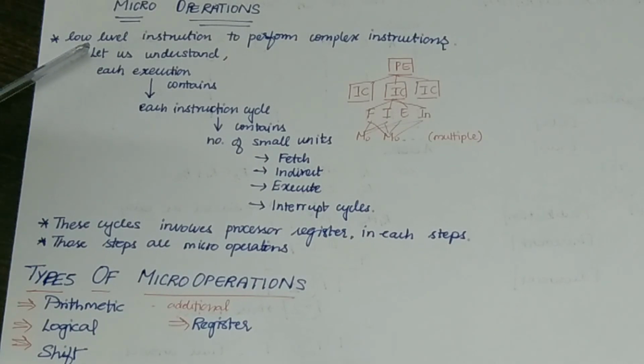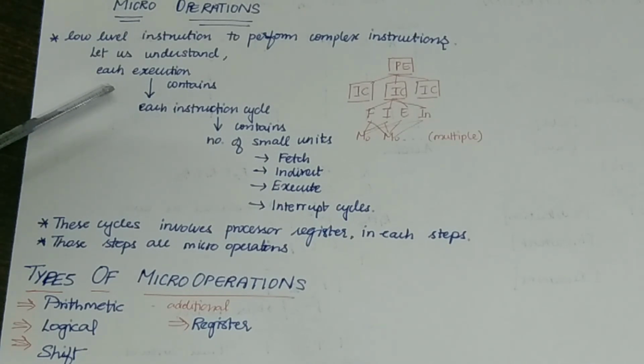We have already learned that these low-level instructions help us to perform complex instructions. In every execution of complex instructions, it contains each instruction cycle. Similarly, each instruction cycle consists of smaller units which has 4 components: fetch, indirect, execute and interrupt cycle. These cycles involve processor registers in each step. These steps are commonly called micro operations.